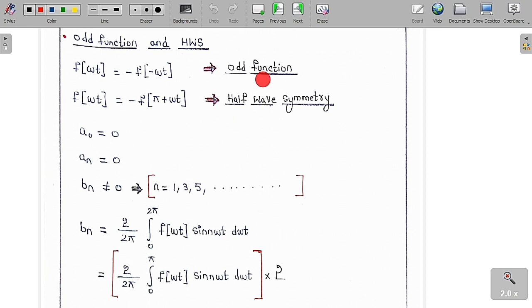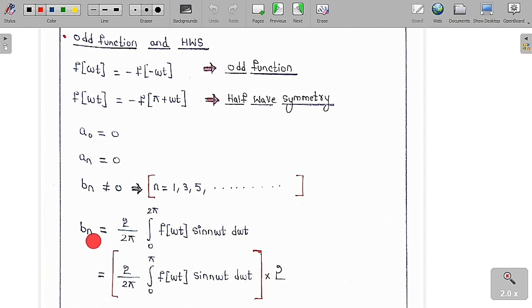Odd function means, as I have already told you, a0 is equal to 0, a n is equal to 0, whereas b n is not equal to 0. That is the case for an odd function. With half wave symmetry, again the even harmonics are going to be absent and only odd harmonics are going to be present. So it is not equal to 0 only for odd harmonics, which are 1, 3, 5 and up to infinity. Only the odd parts are going to be present but not the even parts.